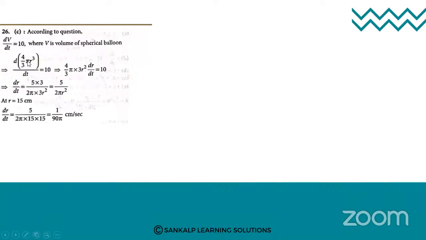First we have to differentiate this. On differentiating, we get 4 by 3 pi times 3 r square dr by dt, or 4 pi r square dr by dt equals 10. Shifting the 4 pi to the other side, dr by dt will be equal to 5 upon 2 pi r square. On simplifying, at r equal to 15, where there is r replace it by 15. So r square will be 225, so it will be equal to 5 upon 2 pi into 225.